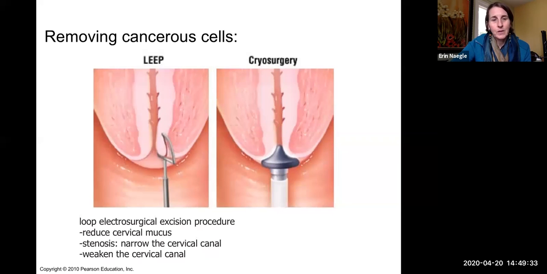And the loop procedure can also lead to stenosis, which is the narrowing of the cervical canal, which could also impact the number of sperm that can swim through that canal and make it to their final destination. And if enough tissue is removed there, it can weaken the cervical canal, which normally is not a problem, but if you're trying to carry a child to full term, if you have a thinner cervical canal, then that could lead to issues in keeping the baby inside of the uterus for the full term of the pregnancy.